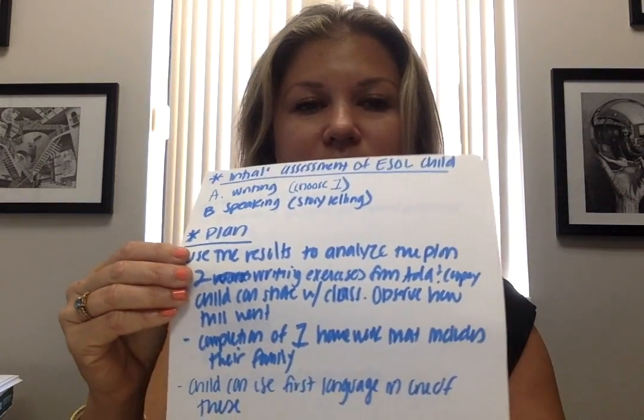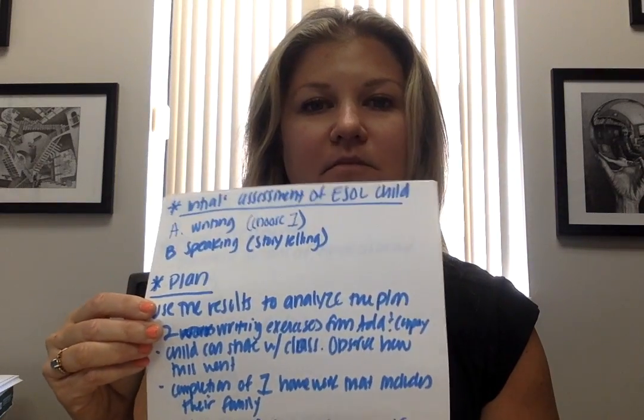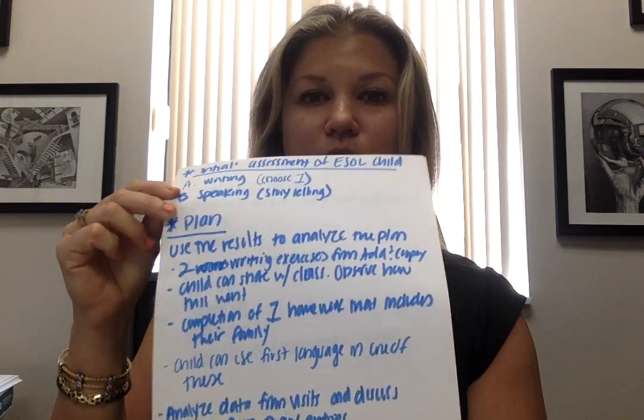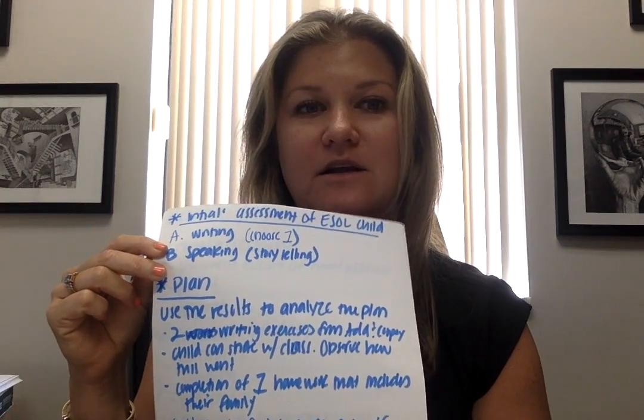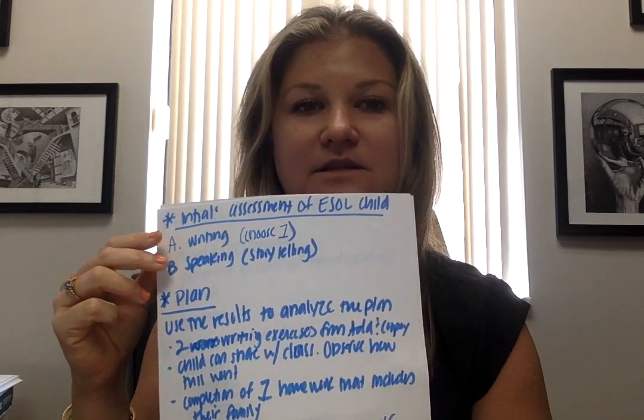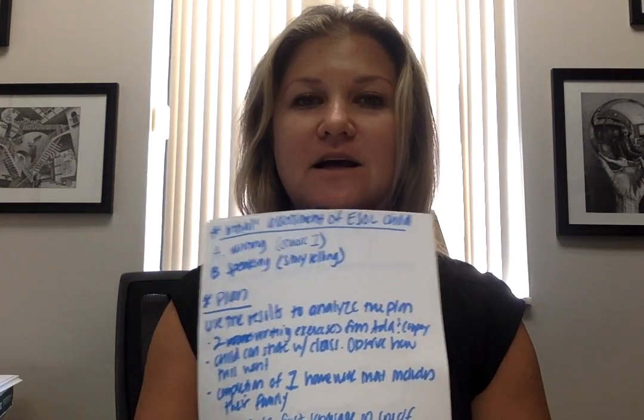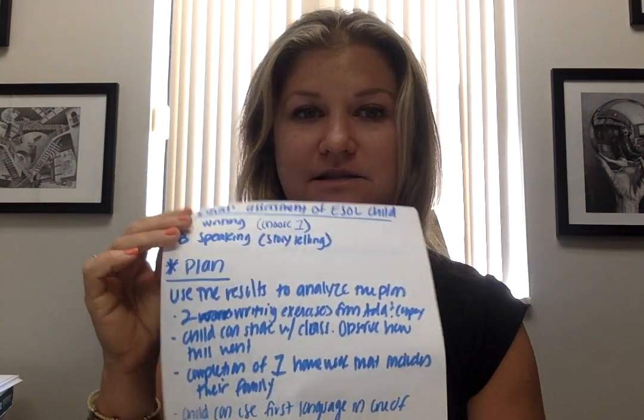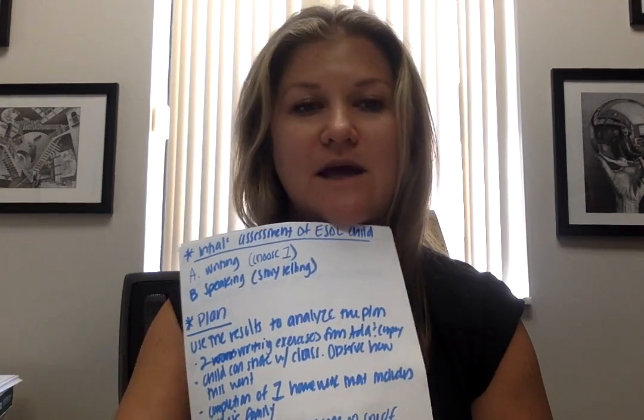Okay, then we're going to plan. So using the results of your pre-assessment and alluding to them in your report, analyze the following plan regarding one-on-one assistance with the child. You are going to analyze 2 writing exercises in the Ada and Compoy, units 1 through 10.